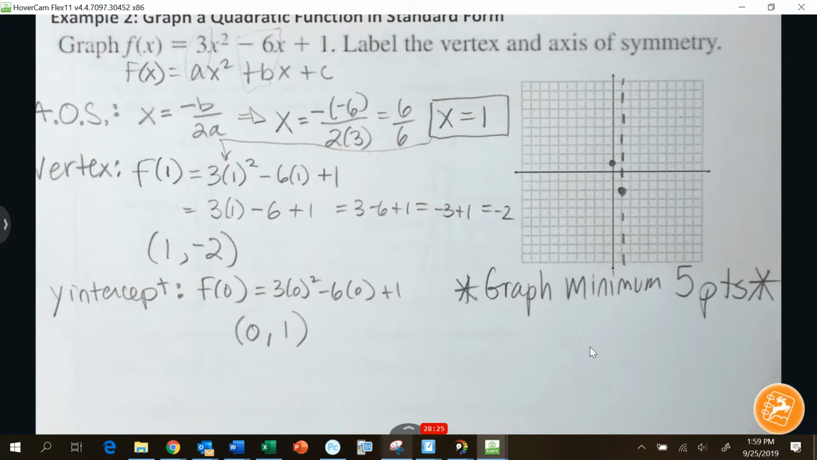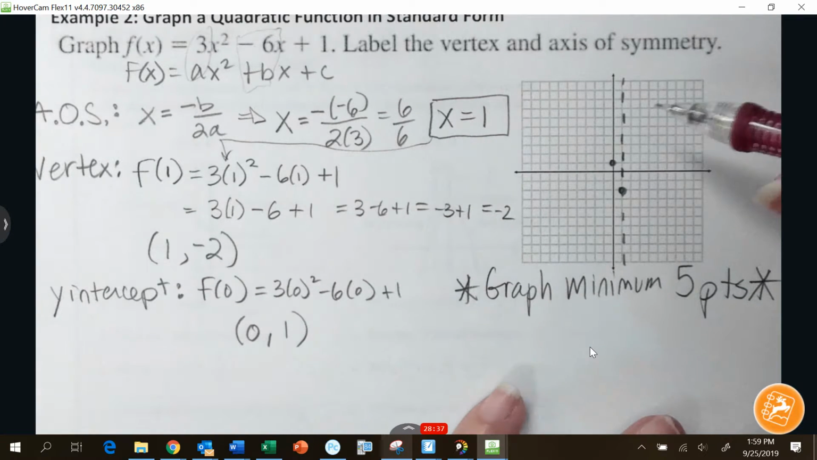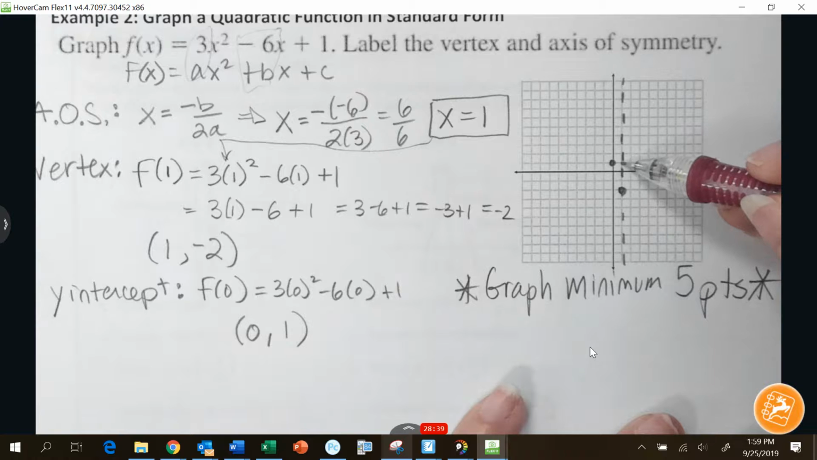So now I have 2 points. What does this line do? It's a reflection. So I should be able to find 3 points by reflecting my y-intercept over this line, and look, I now have 3 points.